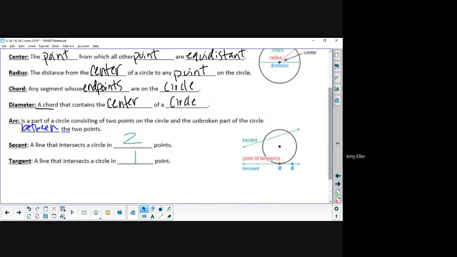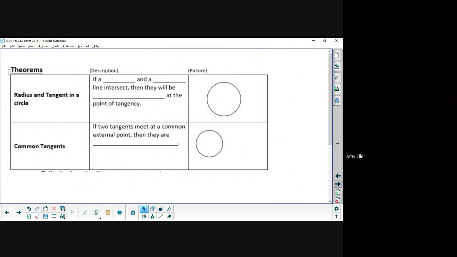And let's look at the 2 theorems. They're in a box. The first one has to do with a radius and a tangent. So let me read it. If a radius and a tangent line intersect, then they will blank. Well, let's draw it and see if we can figure it out.